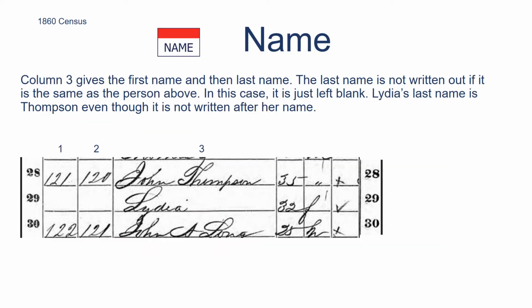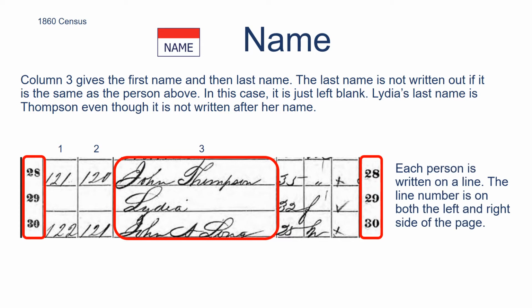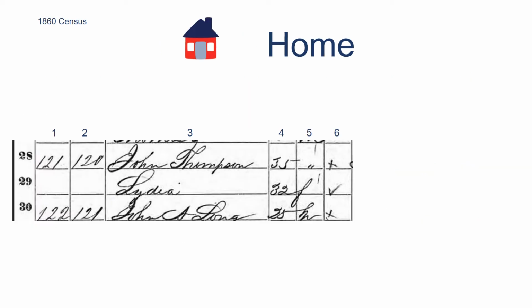Name. Column 3 gives the first name and then the last name. The last name is not written out if it is the same as the person above. In this case, it is just left blank. Lydia's last name is Thompson, even though it is not written after her name. Each person is written on a line. The line number is on both the left and the right side of the page.